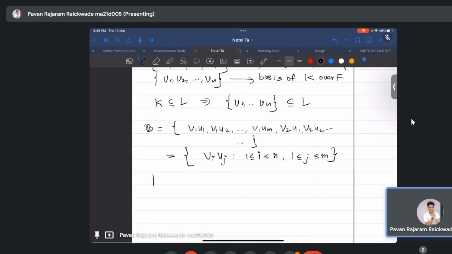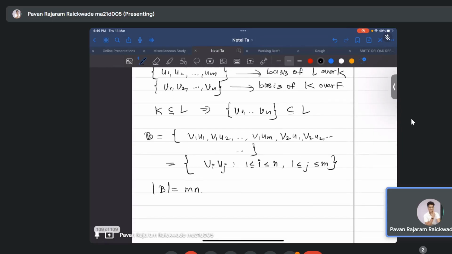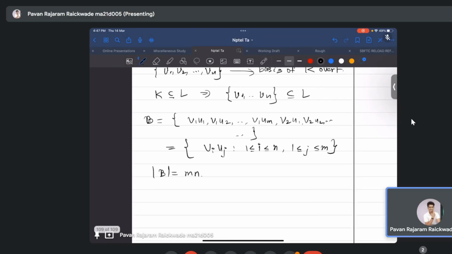So how many elements are there here? In the set script B, you have mn elements, right? My claim will be to show that the script B is a basis for L over F. Because L is an extension of K, this implies naturally every Vi Uj will belong to L, right? It's a vector space. So the claim is script B is a basis of L over F.